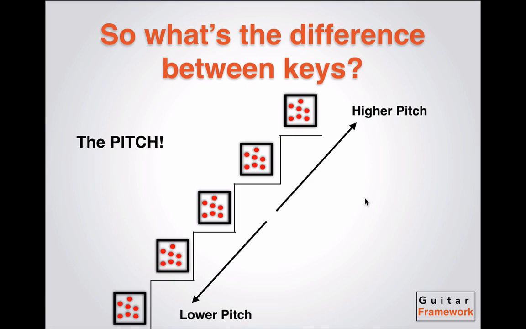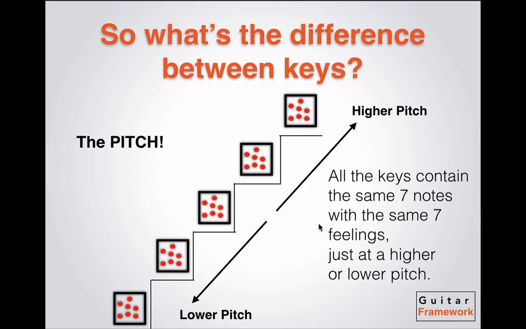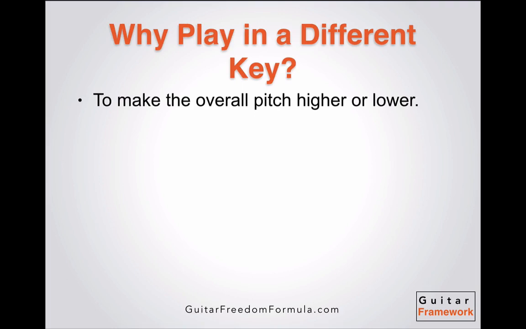So the higher the pitch gets going to the right, the lower the pitch gets going to the left. Remember, though, that the same notes are in every single box, the same numbers, and we want to focus on the numbers because the same numbers create the same feeling. All the keys contain the same 7 notes with the same 7 feelings, just at a higher or a lower pitch. So that's great and everything, but why would we want to choose one key over another?